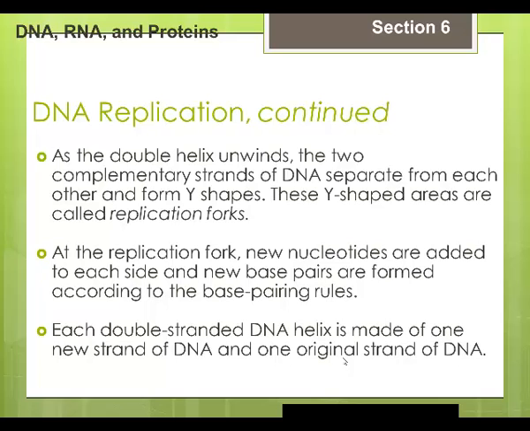At the replication fork, new nucleotides are added to those complementary strands. And those new nucleotides are added according to the base pairing rules. So remember back to when we talked about what nucleotides bind with what nucleotides. The nucleotides, remember, are adenine, guanine, cytosine, and thymine in DNA. So each double-stranded DNA helix is made of one new strand of DNA and one original strand of DNA. And the next slide is going to show visually how this process occurs.